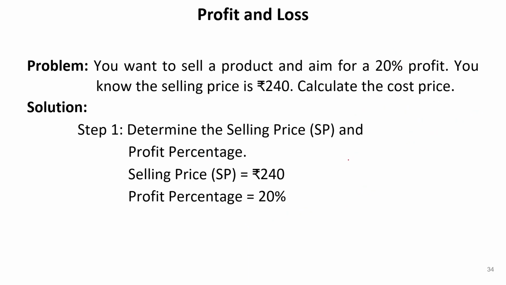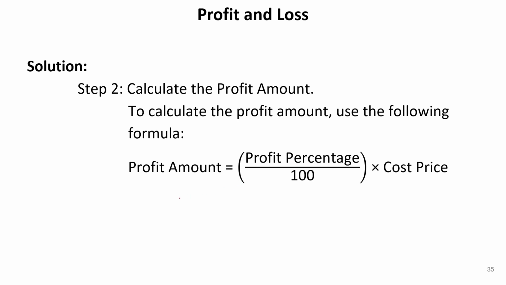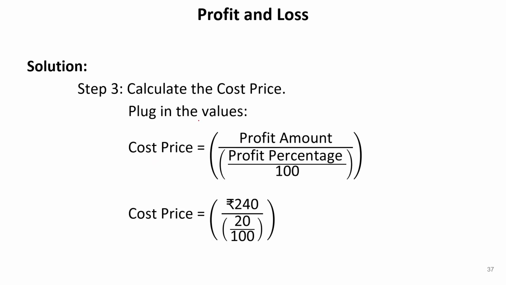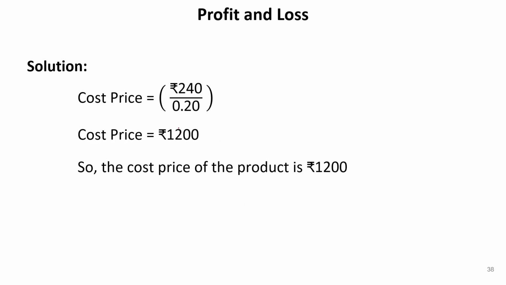Or we can also determine it this way. The selling price is 240, and the profit percentage is equal to 20%. Using this formula, profit amount is equal to profit percentage by 100 into cost price. Plugging in the values, what we are left with is 240 by 20 by 100, which will be equal to 1200. So 1200 will be the cost price of that article. So the cost price for the product is 1200. This is the correct answer.